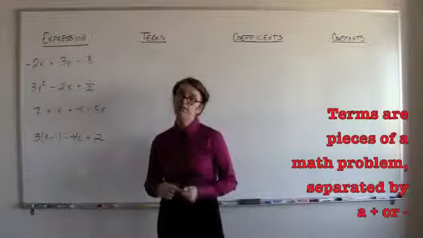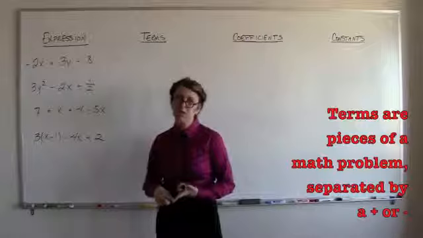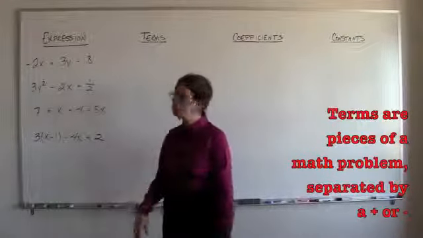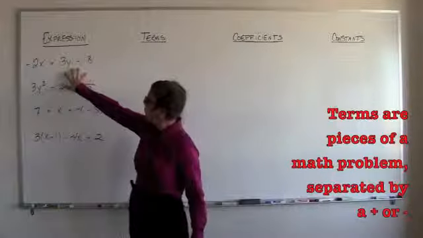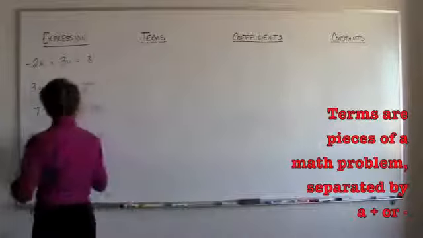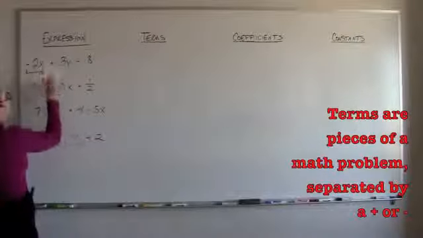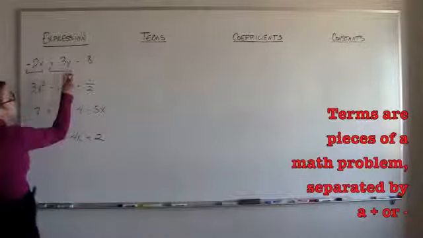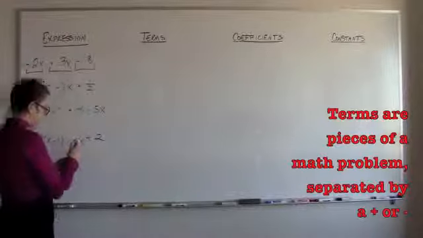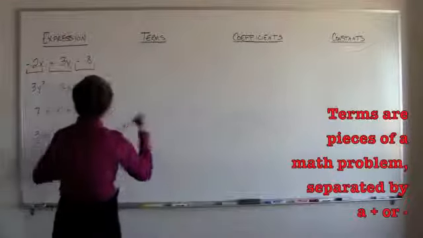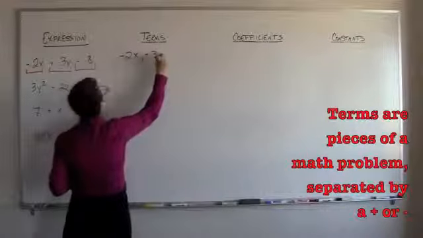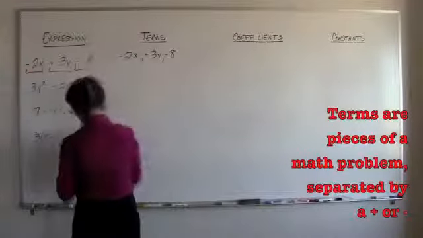Terms are pieces of math that are separated by a plus or minus sign, and they can be bound up in times. I'll explain what that means in a second. So with this expression right here, we've got three terms. The first one is negative 2x. The second one is positive 3y. The third one is negative 8. So I'm going to write those over here. I got negative 2x, positive 3y, and negative 8.